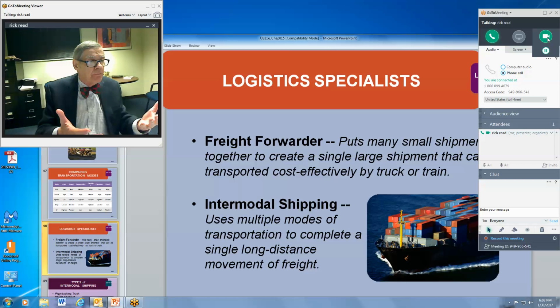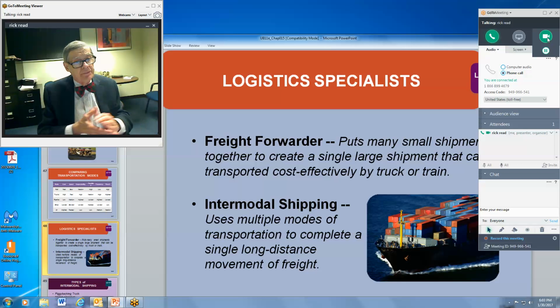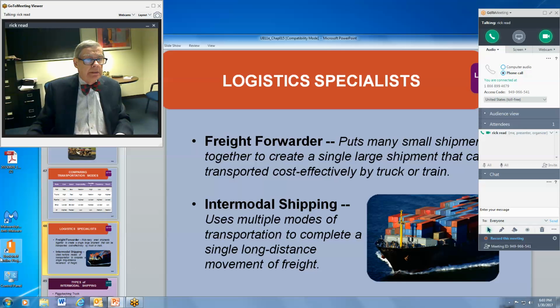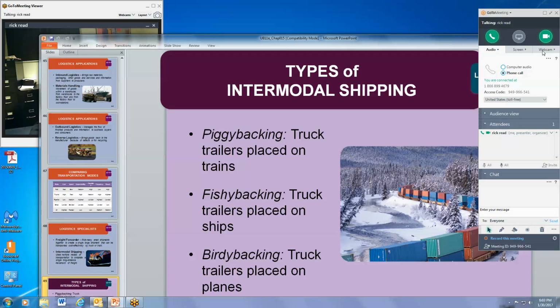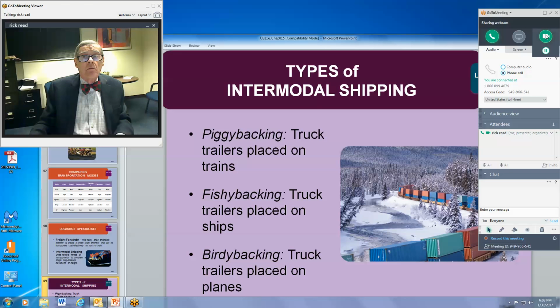This is often done by ship. We see all the containers, often done by truck, with a lot of containers on trucks, etc. And then we have intermodal shipping, different modes of transportation to complete a single long distance move. And then we have different types of intermodal shipping, piggybacking. Here we put truck trailers on trains. Fishy backing, again truck trailers, we put them on ships. And then birdie backing, we do that putting those on airplanes.